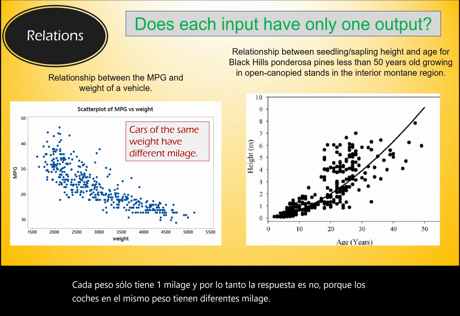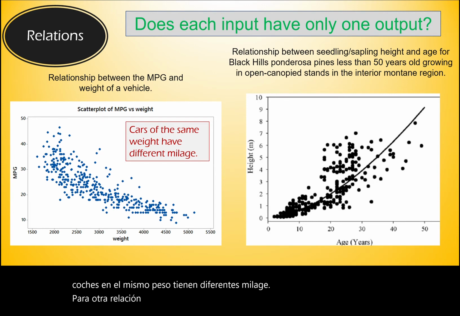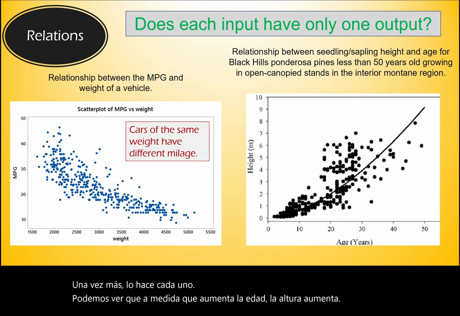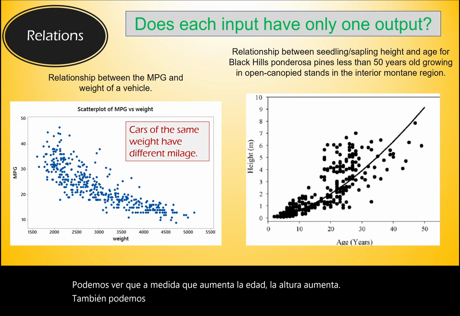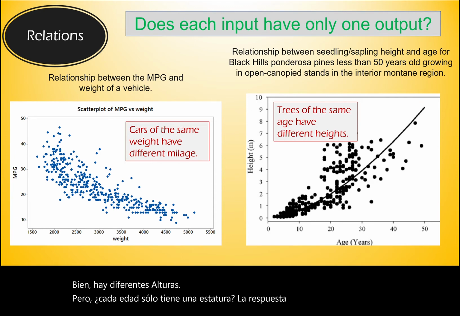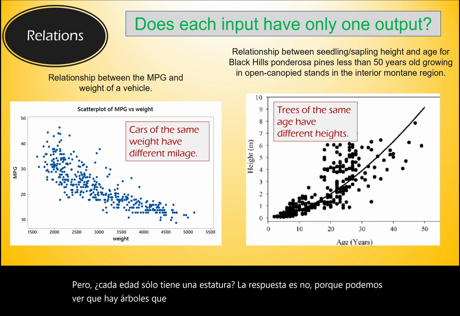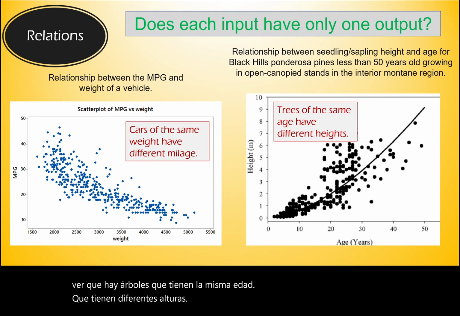For our other relationship, we have the age of trees and their height. Again, we can see that as the age increases, the height increases. We can also see that for different ages, there's different heights. But does each age only have one height? The answer is no, because we can see that there are trees that have the same age that have different heights. So both of these do not represent a function.